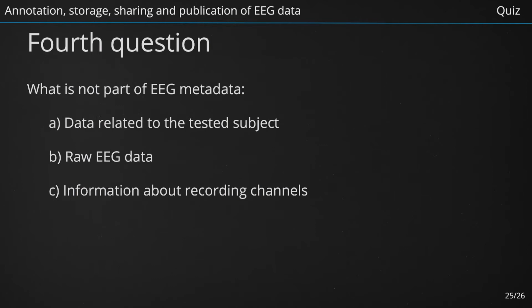What is not part of EEG metadata? A. Data related to the tested subject. B. Raw EEG data. C. Information about recording channels. The incorrect answer is B.